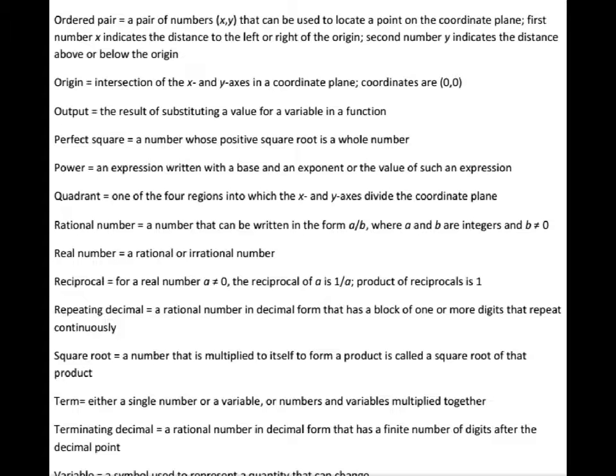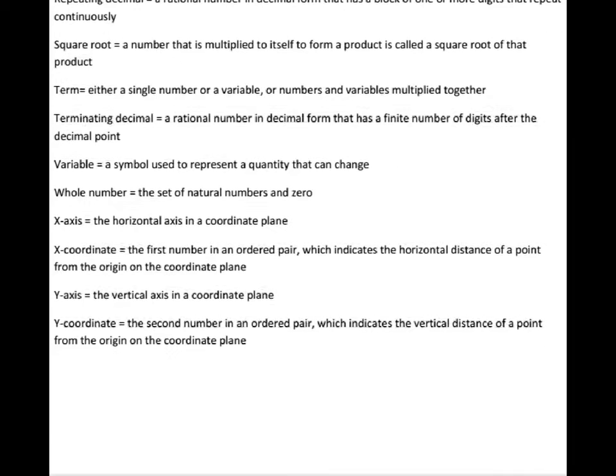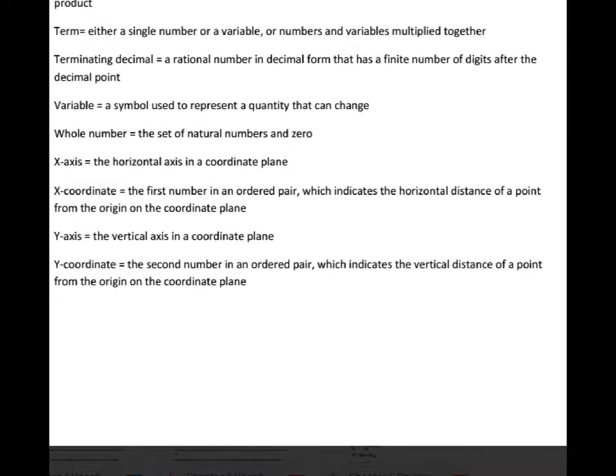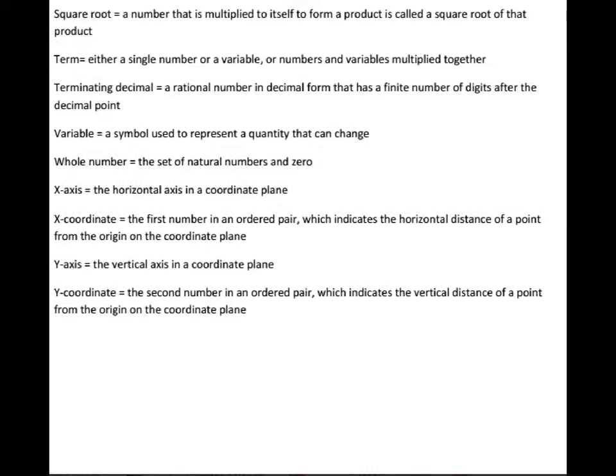Term, either a single number or a variable, or numbers and variables multiplied together. Terminating decimal, a rational number in decimal form that has a finite number of digits after the decimal point. Variable, a symbol used to represent a quantity that can change. Whole number, the set of natural numbers and 0.